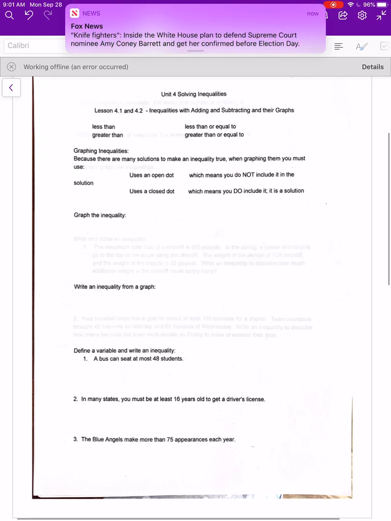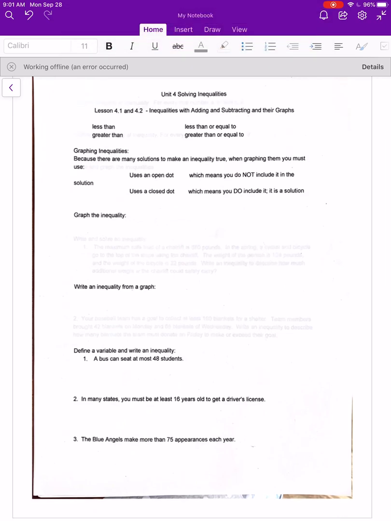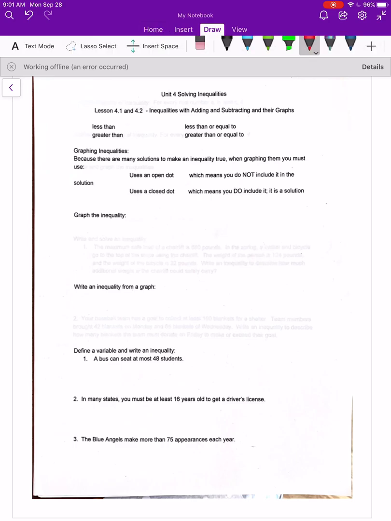All right, good morning. We are working on Unit 4, Solving Inequalities. We're going to start off with 4.1 and 4.2. I combined the first two lessons in this chapter, and they're adding and subtracting with graphs. So you probably had a little bit of experience with inequalities. So some of this you might find as a review, maybe not.